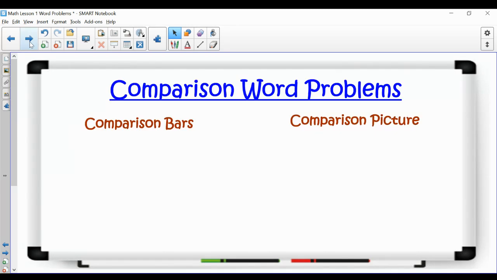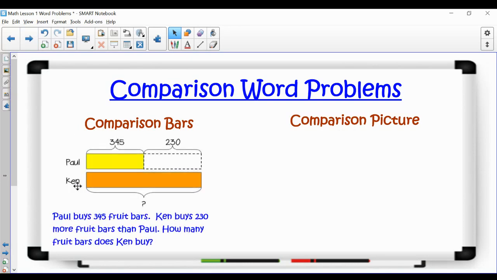Now, one type of word problem is comparison word problems. And there's a couple different strategies we can use to help us solve these. The one I really like is comparison bars. This is when I take the 2 things I'm comparing, for example, here it's Paul and Ken, and I draw some bars to help me figure out which operation I might use. So Paul buys 345 fruit bars.